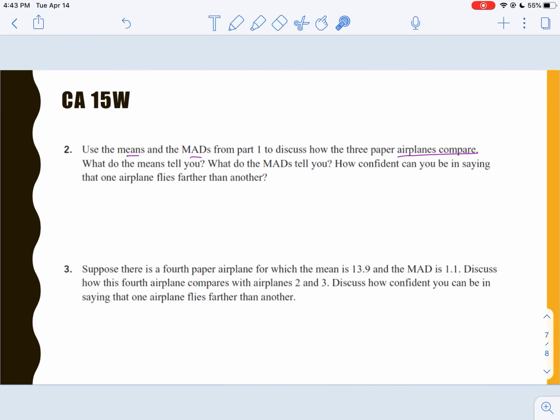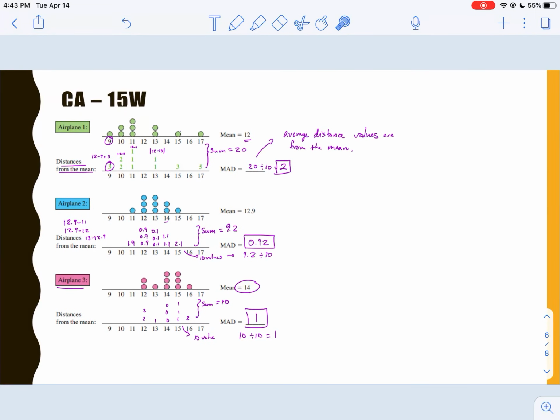Let's take a look at the rest of the question. How confident can you be in saying that one airplane flies farther than another? Well, it kind of depends here. If we just took a random airplane from design 1 and a random airplane from design 3, from the mean, we would say that this one is bigger. It'll do better. But if you'll notice, there were 2 airplanes that got 15 or 17.